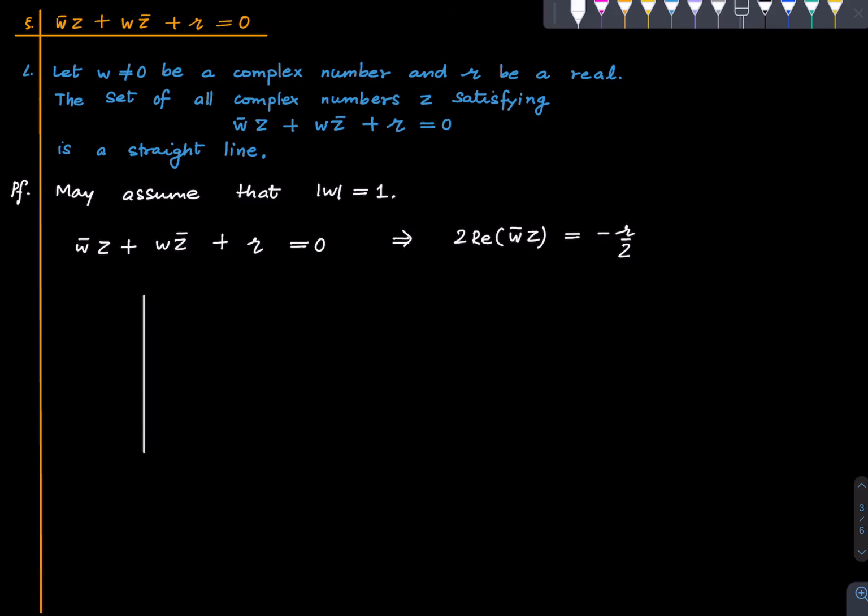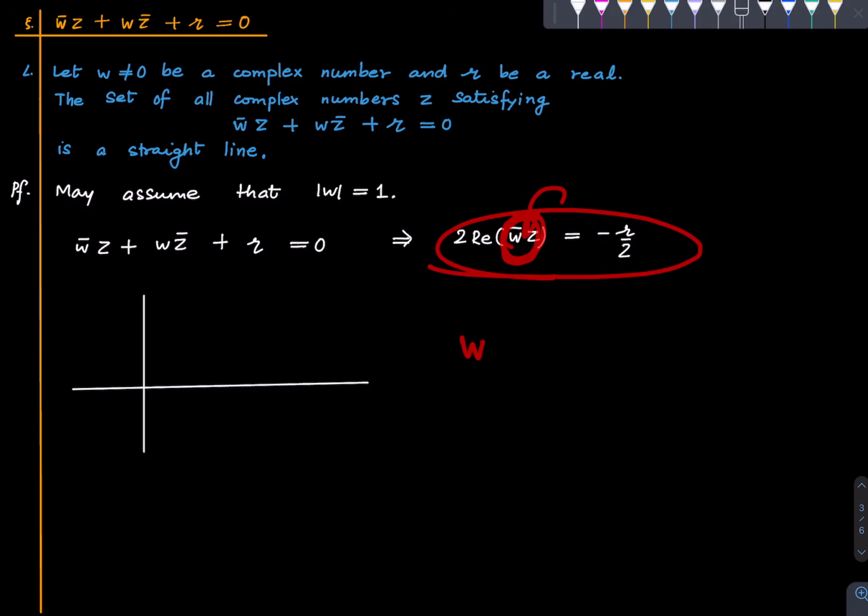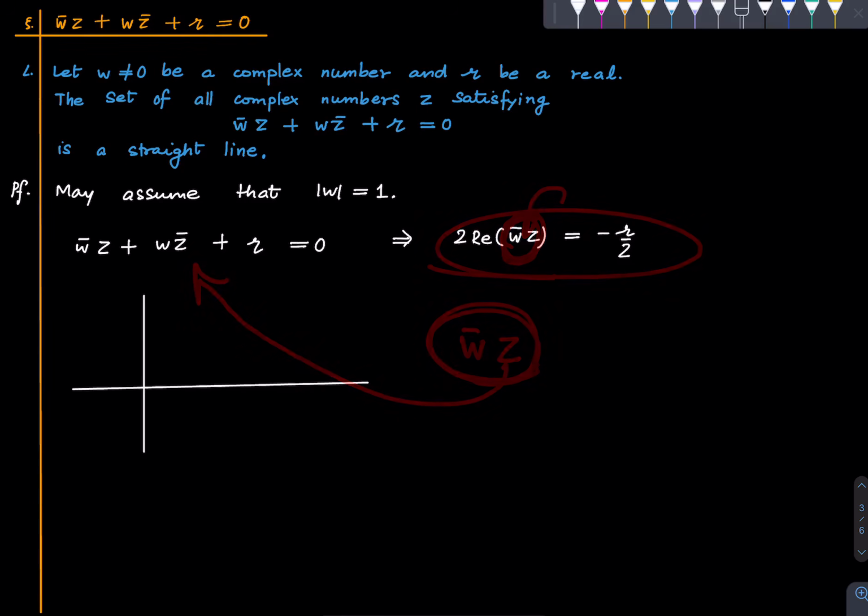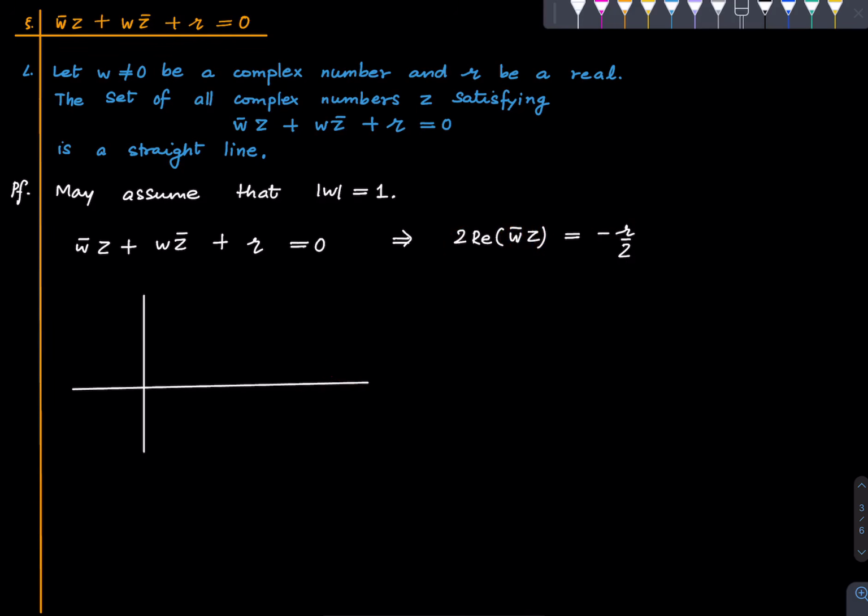So let us draw what are the complex numbers Z which satisfy that. Those are precisely the complex numbers Z which satisfy that. So let us figure out what are the complex numbers that one can feed in here to get that equation, because that will tell us what are all the complex numbers Z that satisfy that, right? So basically W bar Z must lie on this vertical line where this is nothing but minus R by 2.